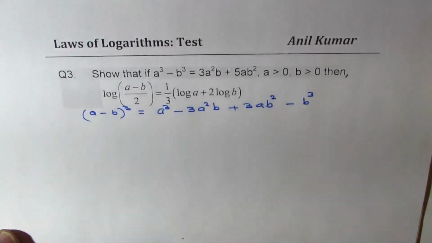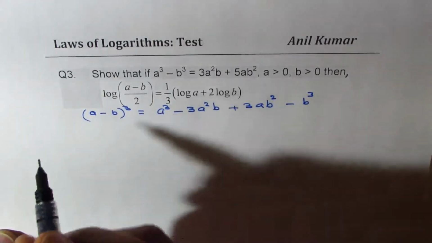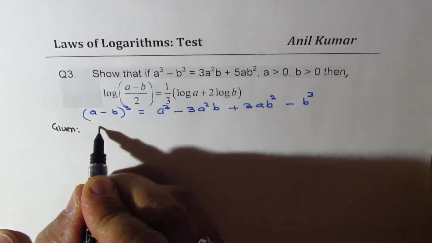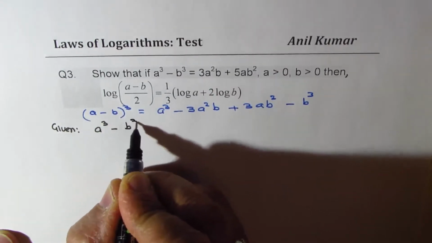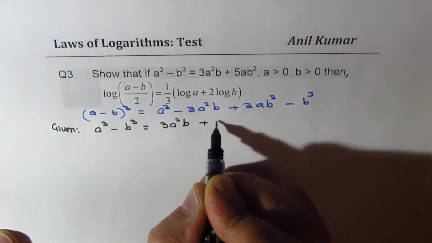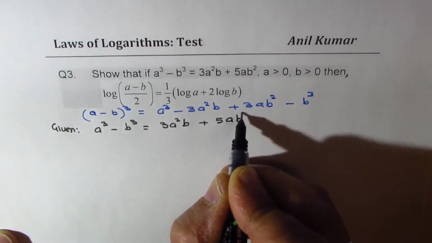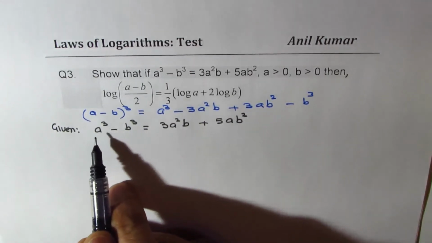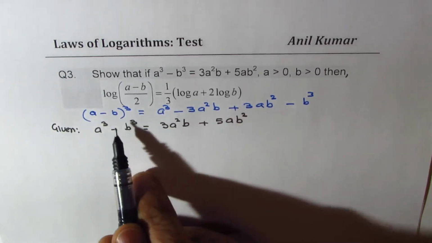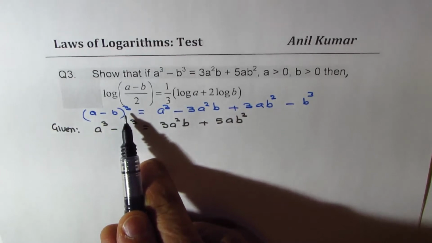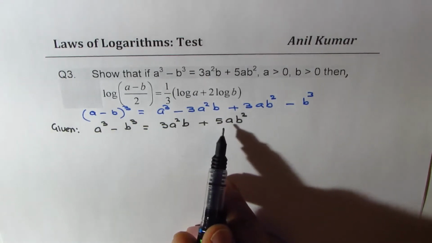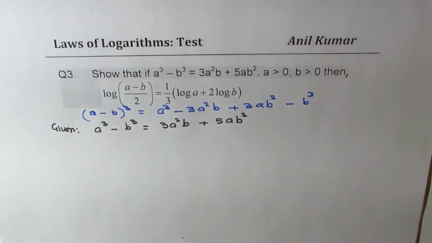Let's see how. So what are we given here? We are given a cube minus b cube equals 3a square b plus 5ab square. Now on the left side, these two terms are missing for making it a perfect cube. So what are we going to do? We are going to add these two terms on both the sides, correct? So that is the strategy. So basically we are completing the cubes now.